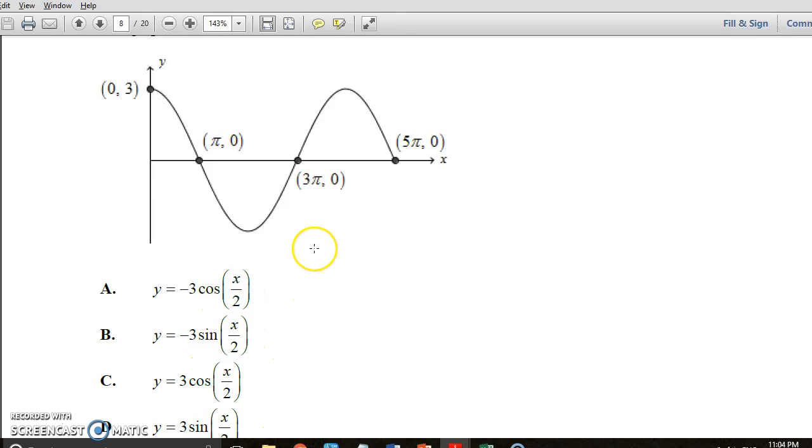Now, the next thing is, what is it? Is it going to be a sine or is it going to be a cos? If we have a look at it, we start our cycle here at the top, and we go this way, we go to the top again, and then we go a little bit extra.